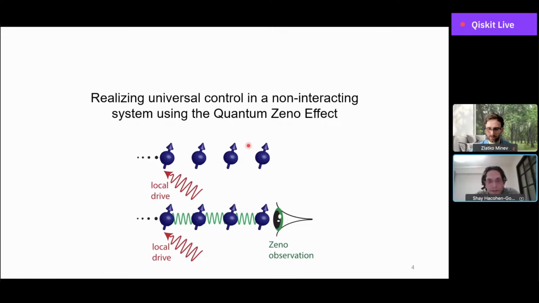And the idea of this work is that we want to realize universal control in a non-interacting system using the quantum Zeno effect. What do I mean by universal control in a non-interacting system? Suppose that you have some system of many qubits or many spins, and all we have is local control. So we can manipulate each qubit individually, and there is no interaction between them. What we're going to see is that by observing part of the system really, really strongly, and we'll define exactly what that is, we're going to call that a Zeno observation, we can induce universal control. Universal control means that we can create any state that we want within that system, or we can apply any unitary within that system, any evolution within that system.